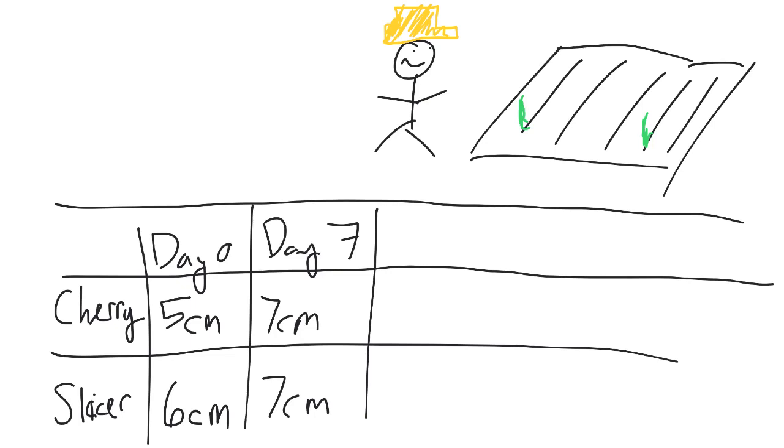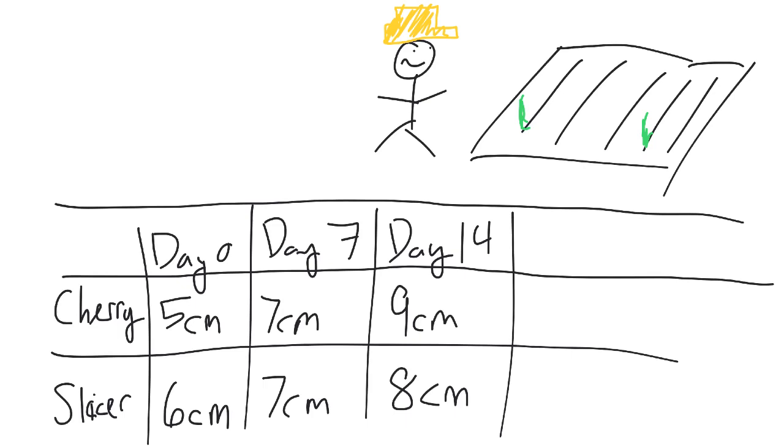So John keeps going, and he waits another 7 days. Gets to day 14 now. And he goes out, measures his cherry tomato, sees that it is now 9 centimeters high. And his slicer tomato is 8 centimeters high. Okay, so a little bit more time goes by. The plants get just a little bit bigger.